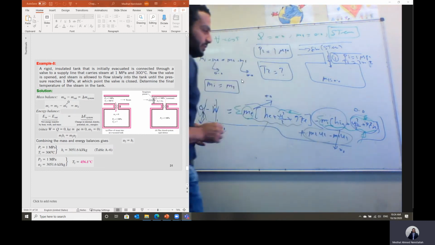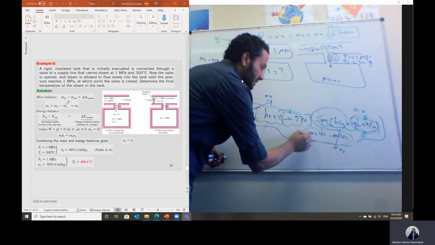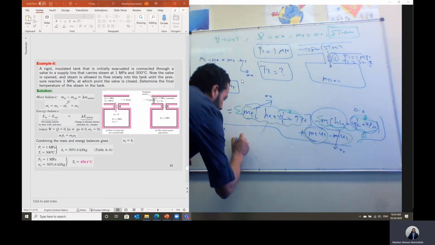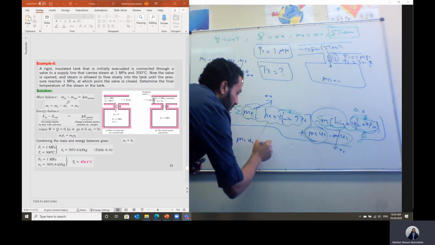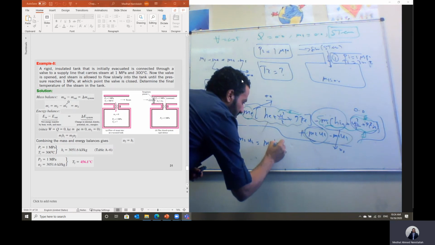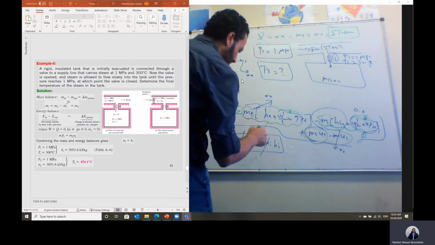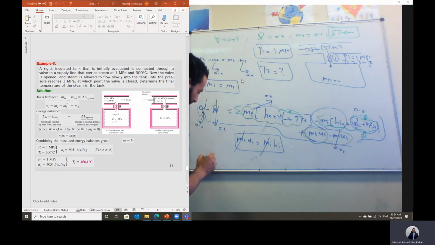Minus summation of m dot inlet h inlet plus M2 U2 should equal 0. Or we can say M2 U2 will equal M inlet multiplied by h inlet. But M inlet is the same as M2, from the mass equation. That means the energy equation gives us that the final internal energy is equal to the inlet enthalpy in this case.